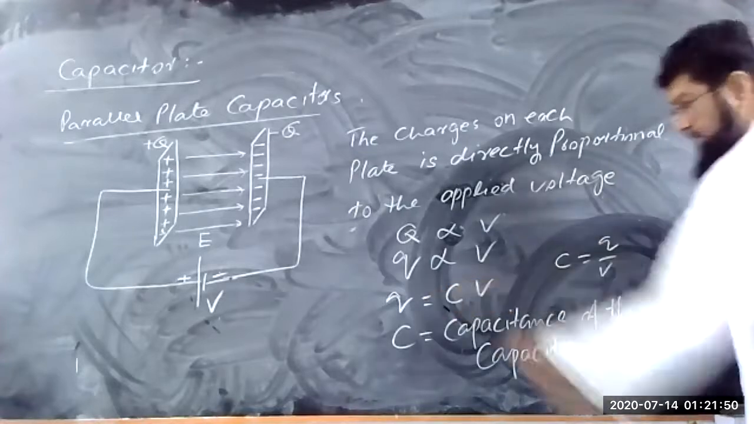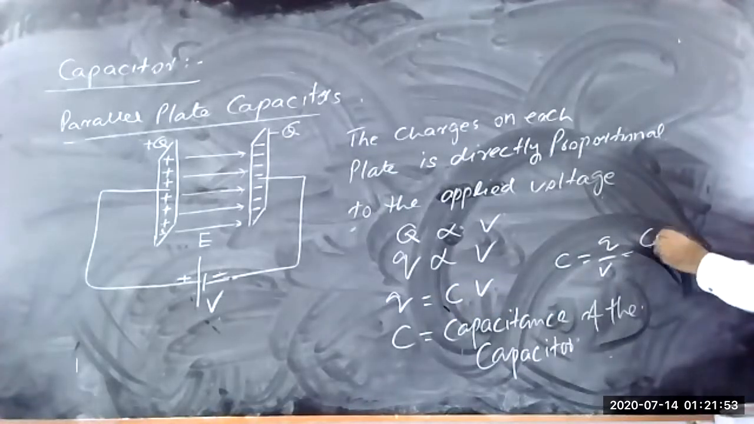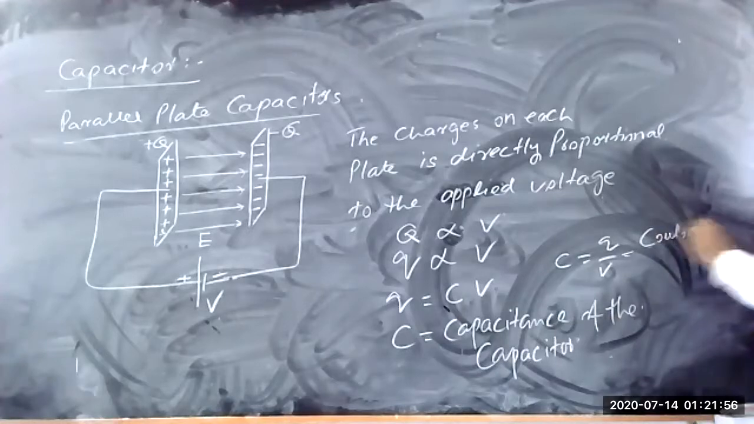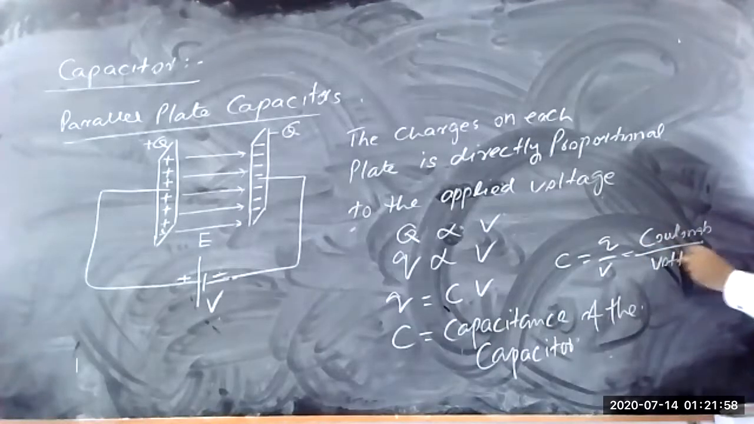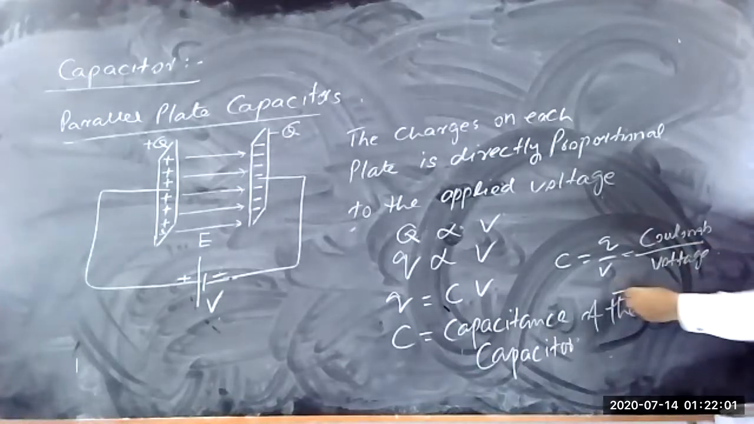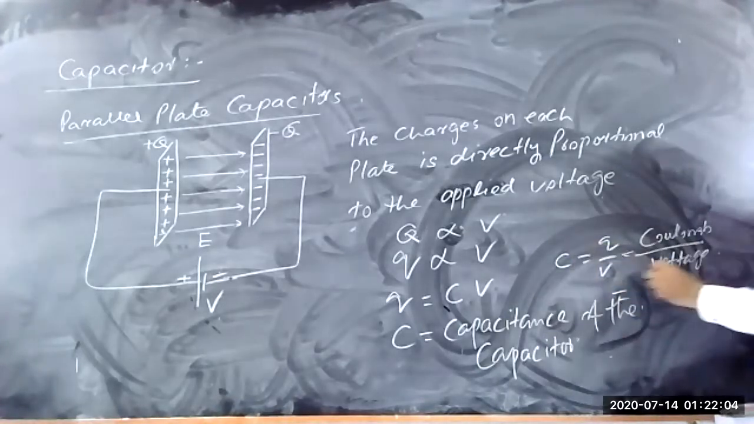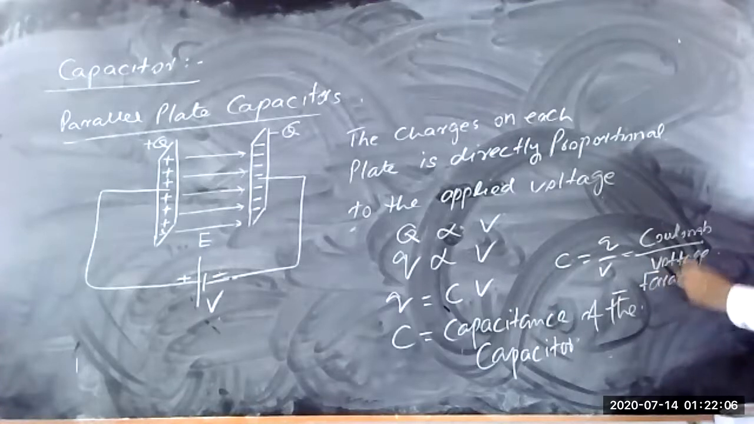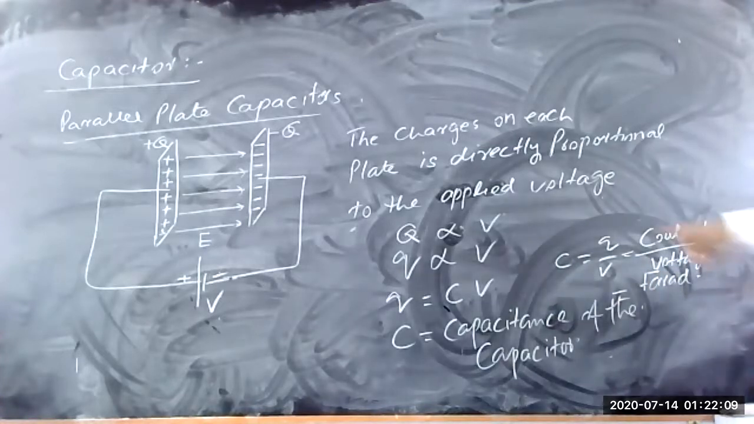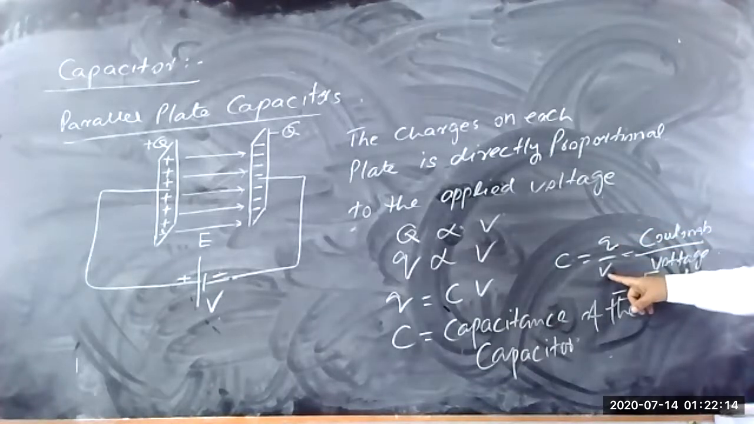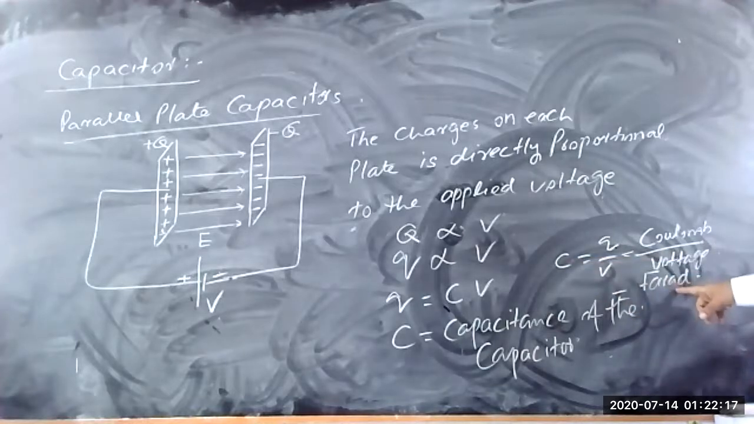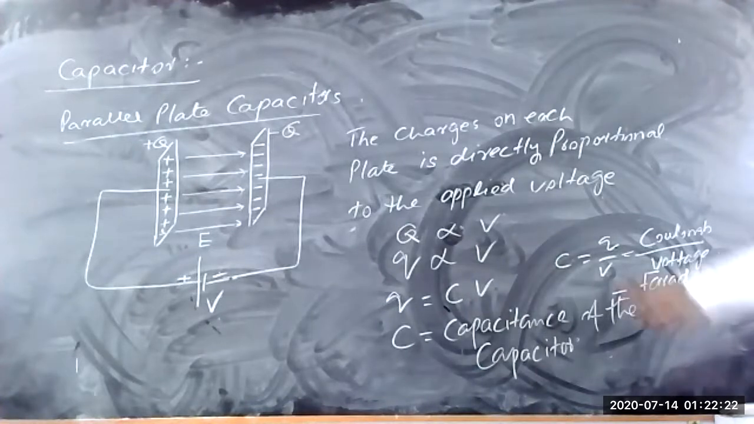So Q is in coulombs and V is the voltage. Coulomb upon volt, the unit of capacitance is the farad. So it means if 1 coulomb of charge is stored on the plates of the capacitor when the applied voltage is 1 volt, then the capacitance will be equal to 1 farad. So this is known as the capacitance of the parallel plate capacitor.